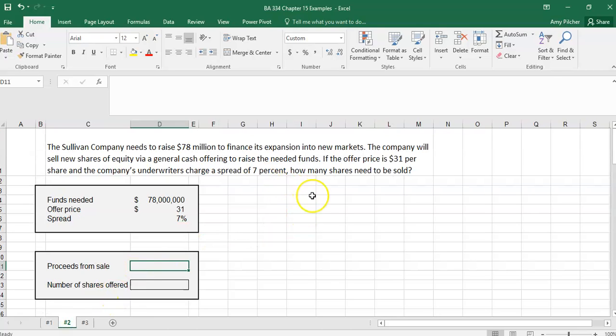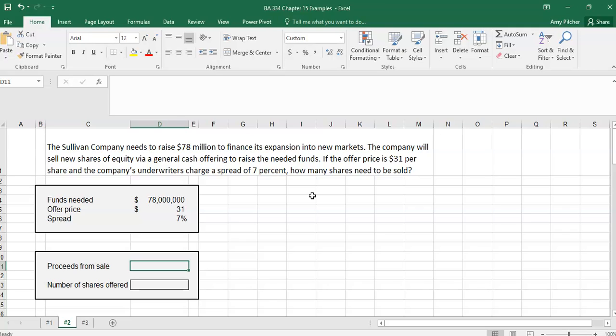In this example, we want to know how much the proceeds from the sale of stock are and how many shares we need to sell. So we have a company that's getting ready to offer an IPO. They need to raise $78 million to finance their expansion. They're selling new shares of equity and it's a general cash offering. So remember the differences between the types of cash offerings. This one is a general cash offering, just out on the market.